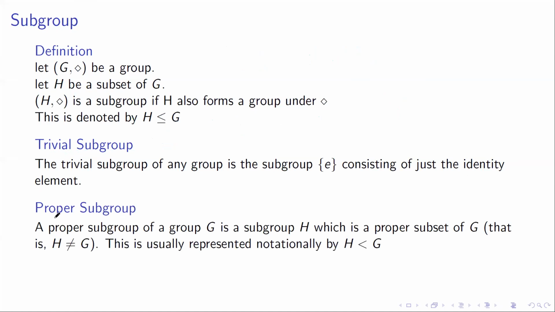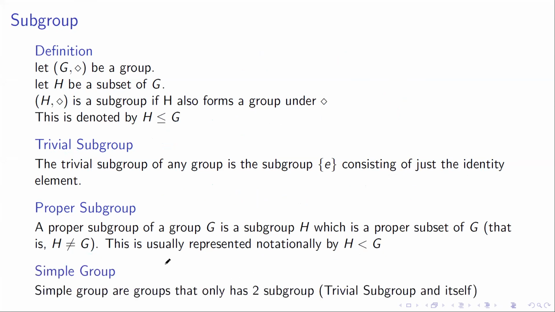We can also have another term, which is called a proper subgroup. A proper subgroup is a subgroup H that is a proper subset of G. That is, H is not equal to G, and this is usually represented notationally by H less than G. So if H is not equal to G, and H is a subgroup of G, then H is a proper subgroup. If G only has two subgroups, the trivial subgroup and itself, then it's called a simple group.